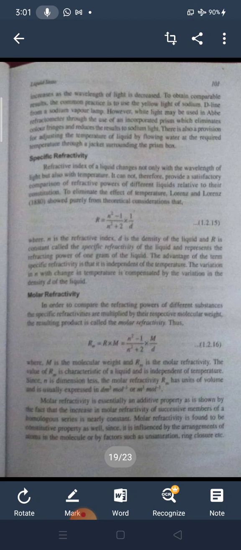The molar refractivity is found to be a constitutive property, as it is influenced by the arrangement of the atoms in the molecule and factors such as unsaturation, ring closure, etc. To eliminate the effect of temperature, Lorenz and Lorentz showed purely from theoretical consideration that R is given by the specific refractivity.